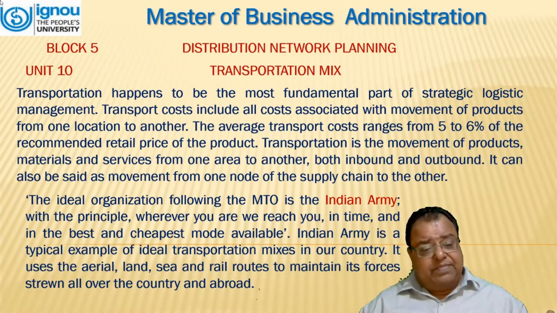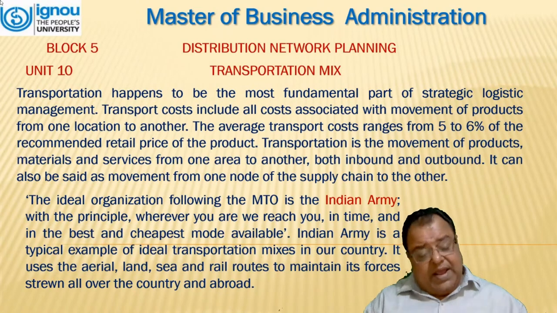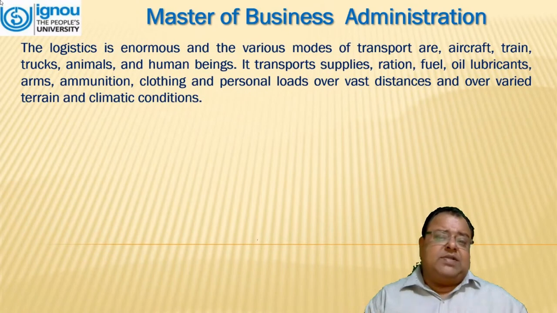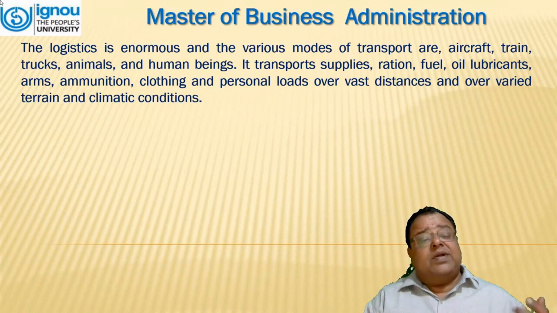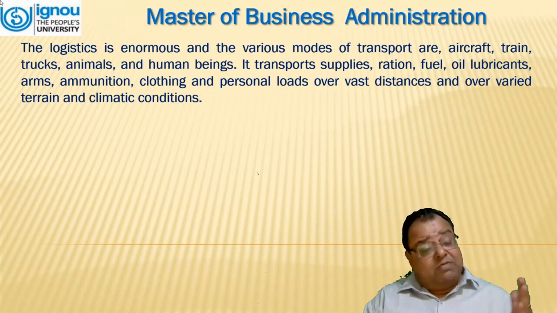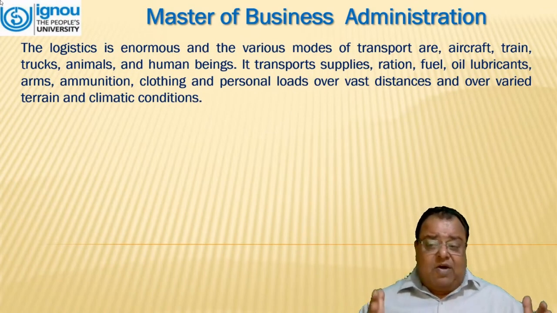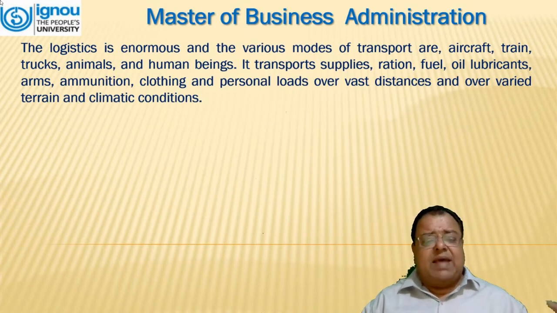It uses aerial, land, sea, and rail routes to maintain its forces spread all over the country and even abroad. The logistics is enormous, and the various modes of transport are airlift, train, trucks, animals, and human beings. It transports supplies, ration, fuel, oil, lubricants, arms, ammunition, clothing, and personal goods over vast distances and over varied terrain and climatic conditions.